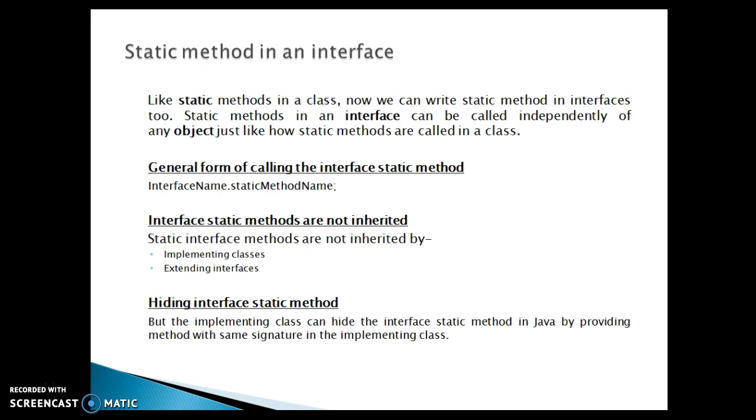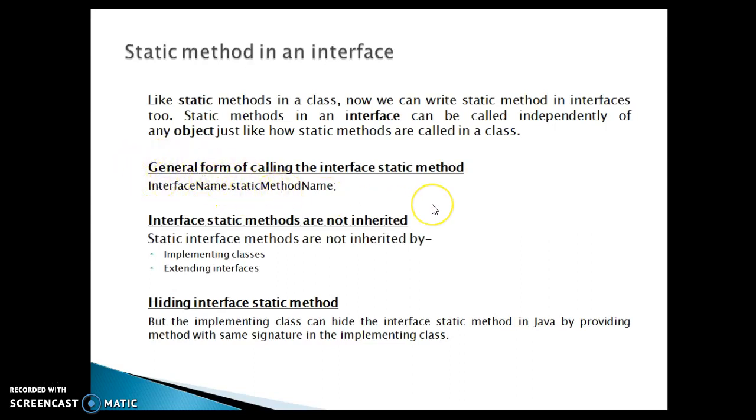Like static methods in a class, now we can write static methods in interfaces too. Static methods in an interface can be called independently of any object, just like how static methods are called in a class. If you have a static method in a class, you can directly call it by the class name itself. Similarly, if you have a static method in an interface, you don't require any instance or reference, you can directly call it by the interface name itself. So the general form of calling an interface static method is interface name dot static method.